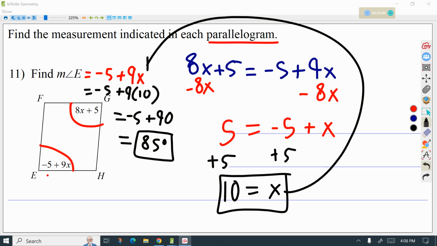We got number 11 complete, and just realize it's the same kind of strategy as before. The algebra is the same, but the reasoning is a little different because they're two different facts. You have to know that the sides that are opposite are equal, but you also have to know that the angles that are opposite have to be equal.